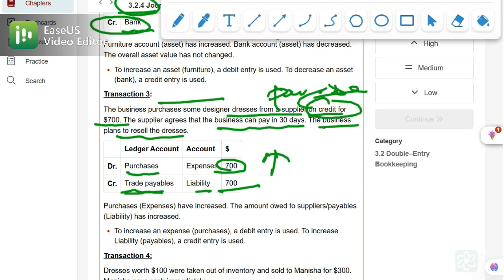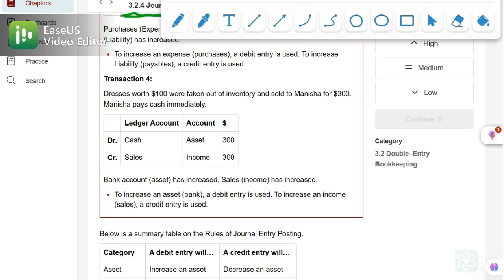Now let's move on. We have transaction number 4, and in this transaction, dresses worth this amount were taken out of the inventory and sold to this lady Manisha for 3,300. Now Manisha paid cash immediately. So what will happen? She paid 300 cash, and that cash is an asset. So your asset account increases, so that will be debit. And the inventory is your asset, and when you sell it out, this will decrease the asset also. But this is your sale, so the increase in income will be credited.